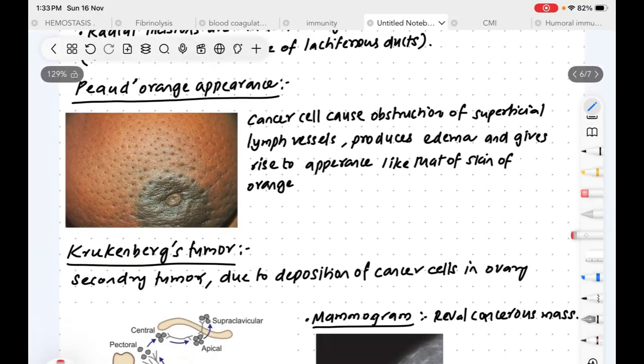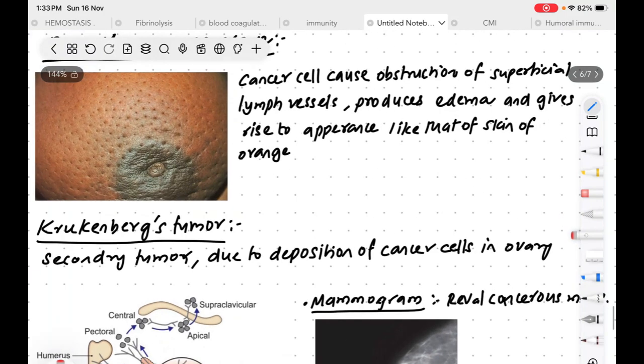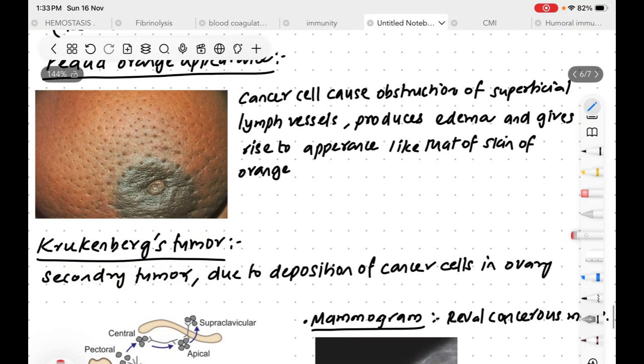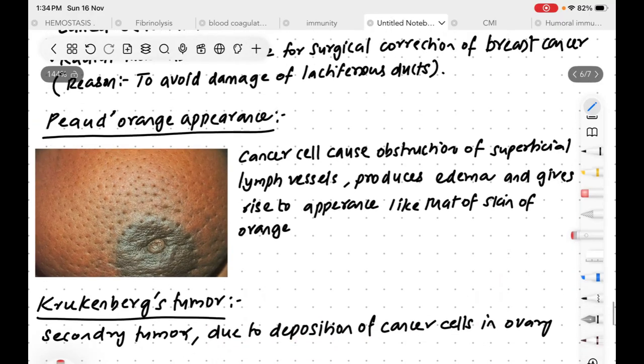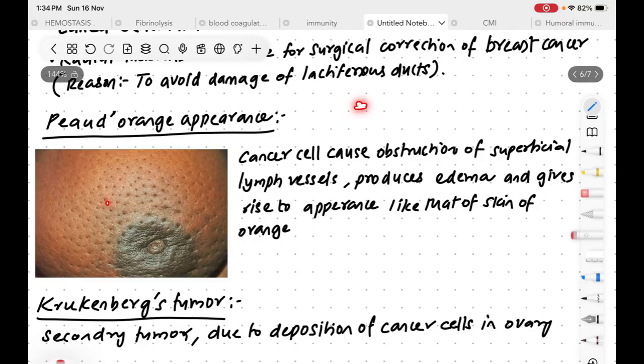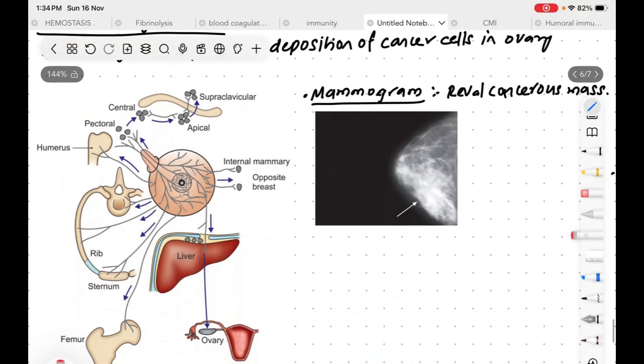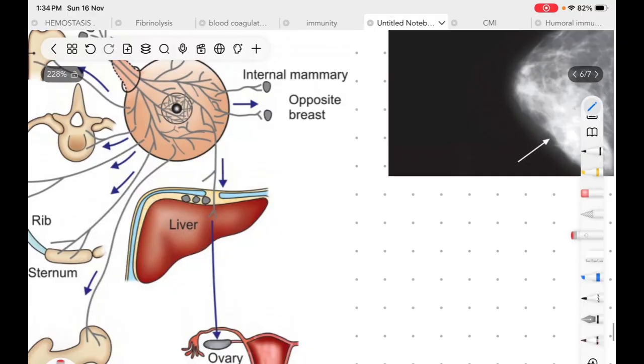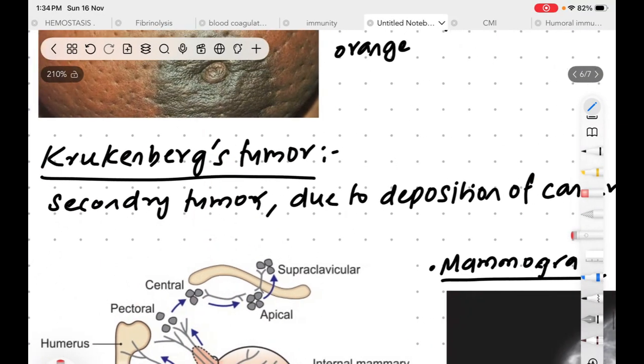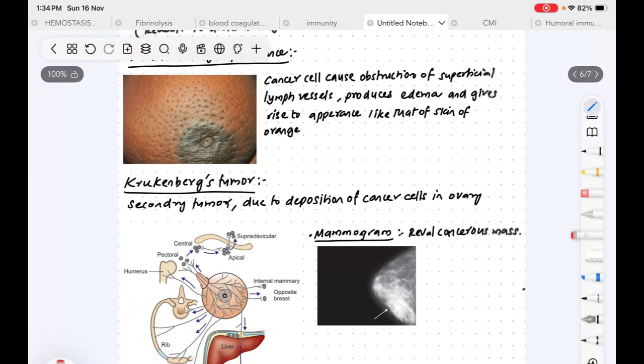Next we need to talk about Krukenberg's tumor. This Krukenberg's tumor is nothing but a secondary tumor. In breast cancer there is a high risk of Krukenberg's tumor. Why is there a high risk? Due to deposition of cancer cells in the ovary. How is it linked? See, the cancer is in the breast, so what is related to the ovary? Because there is spread through lymphatics. Through lymphatics the cancer might spread from the breast to the ovary, which causes deposition of cancer cells in the ovary, leading to Krukenberg's tumor. I hope you got my point.